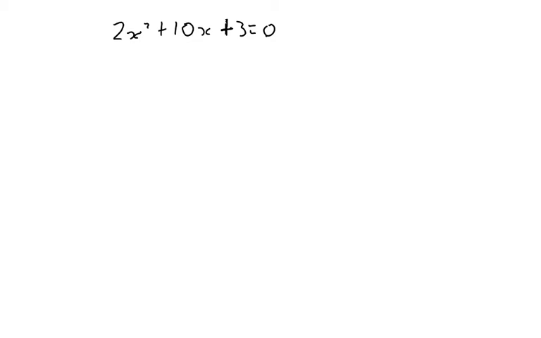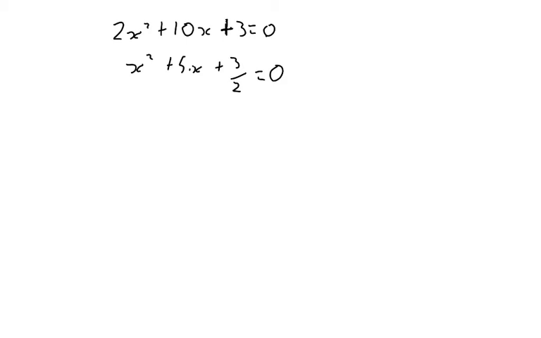First things first, we want to get rid of the 2 at the front. So what we do is we divide the whole thing by 2. So we're left with x squared plus 5x plus 3 over 2. It's always a good idea to leave it in fraction form. Don't put it in a decimal. Leave it as an improper fraction, not a mixed number, because it just makes it easier down the road.